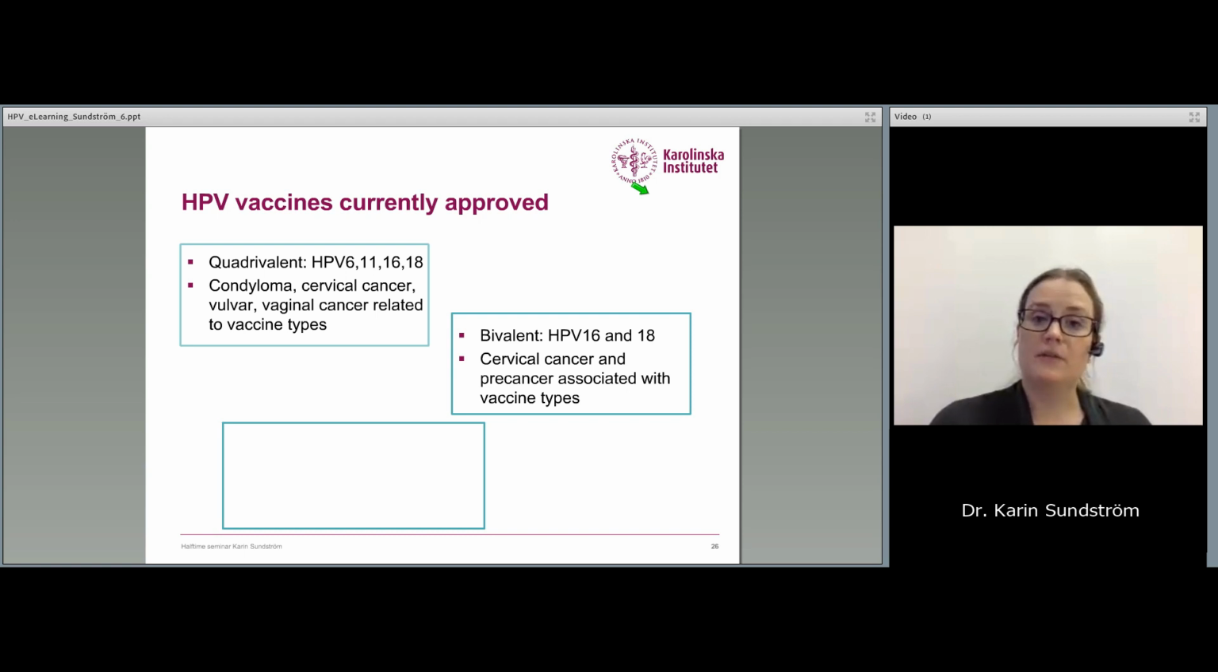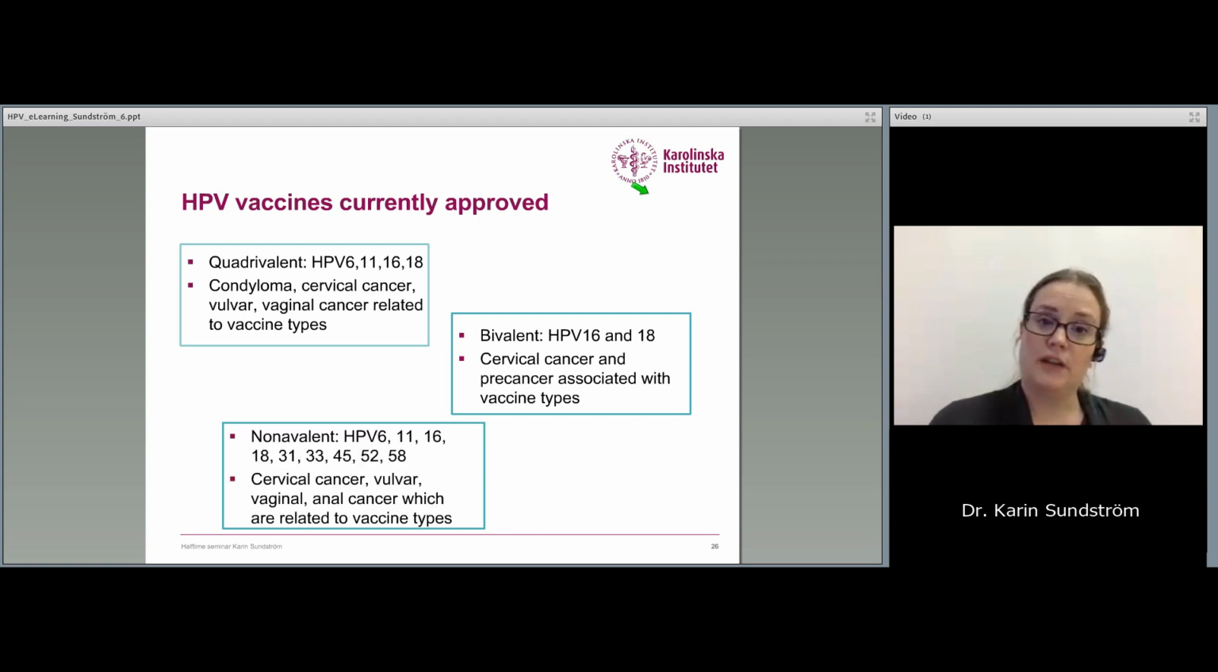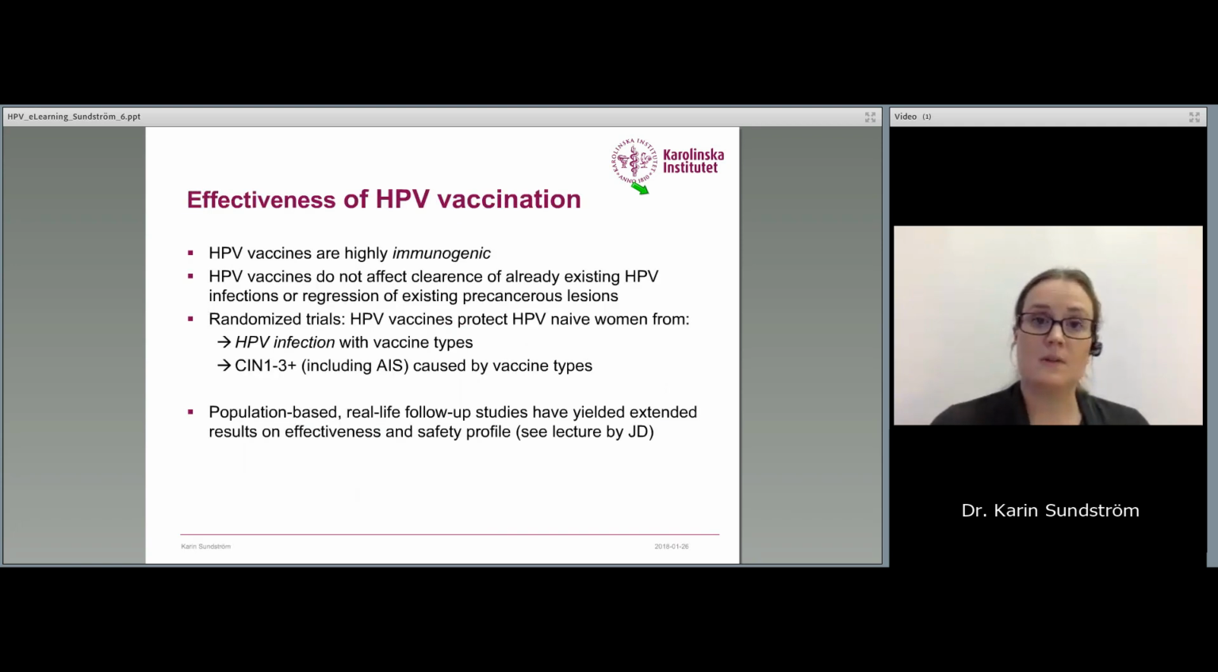We also have a bivalent vaccine containing HPV 16 and 18 virus-like particles, where the indications are cervical cancer and precancer associated with vaccine types, but again with some cross-protective properties. Finally, the newest vaccine approved is nonavalent, so it considers an increased spectrum of high-risk types, with the same indications as those above, but also anal cancer added.